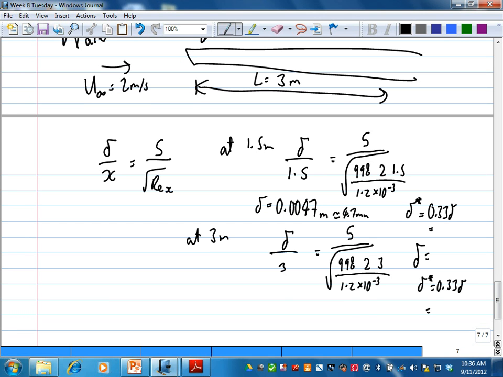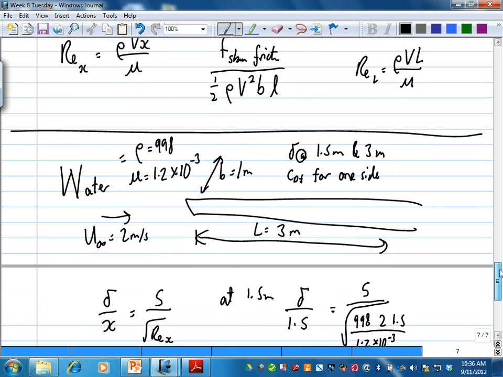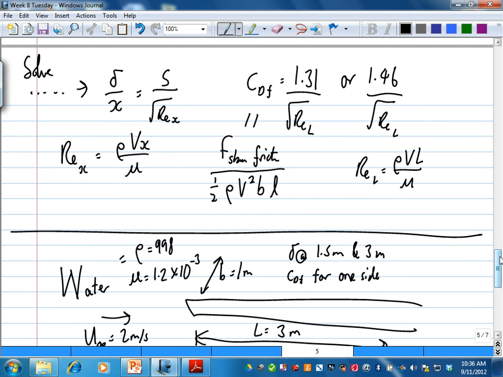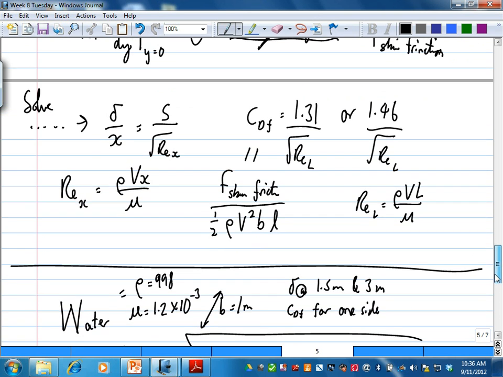While some of your friends are calculating away, we can do the next one. You can use either 1.31 or 1.46. I use 1.31. The difference is that one is for the sinusoidal profile and this one is for the parabolic profile. But I just use 1.31.